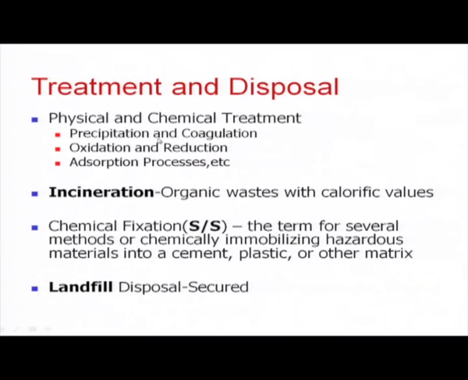Some amount of treatment is required using both physical and chemical treatment to fix the leaching hazardous constituents out of it. Some of the methods available are precipitation and coagulation, which is very useful, especially for metal related hazardous waste. Similarly, oxidation and reduction, adsorption and other processes can be utilized for treating the hazardous waste, so that it is fixed chemically and meets the TCLP test requirement before disposal.